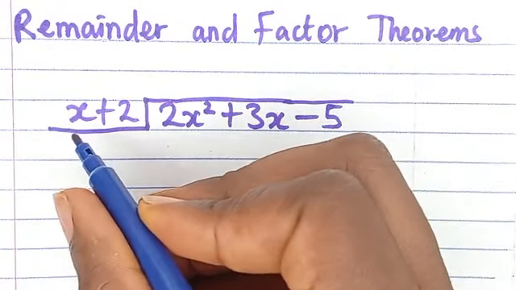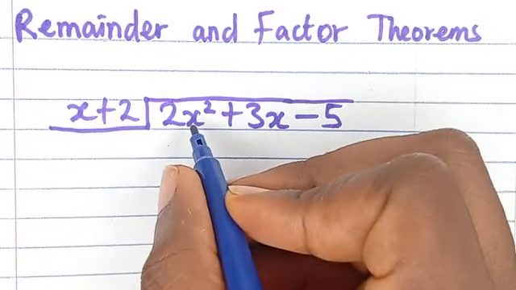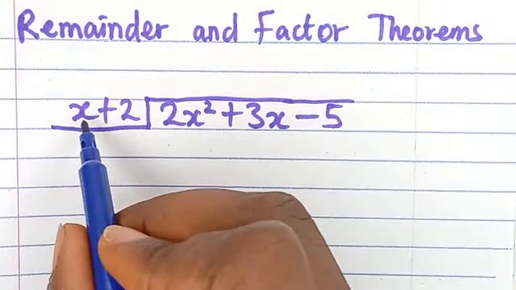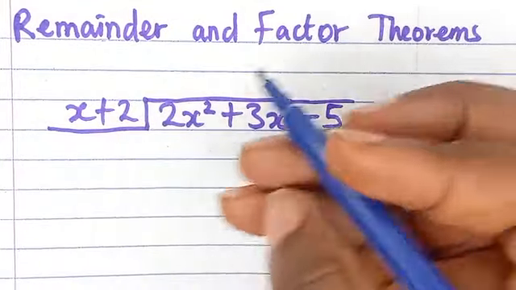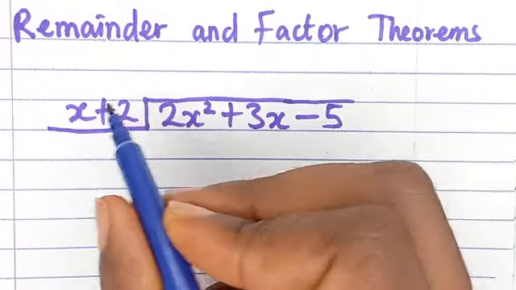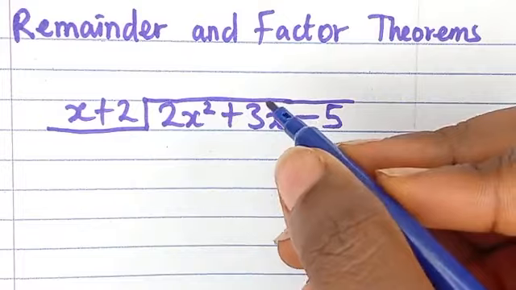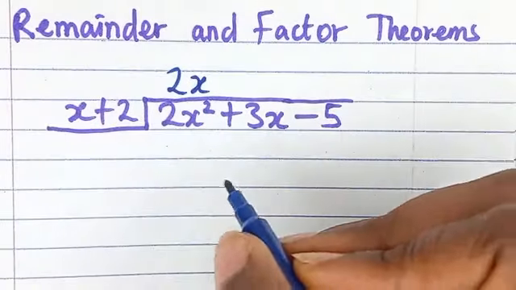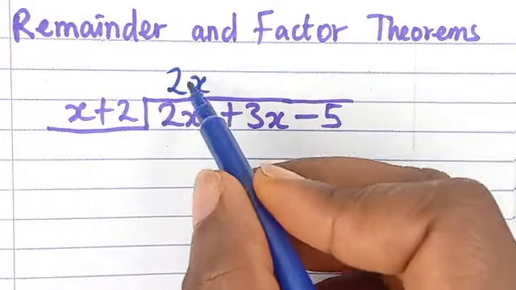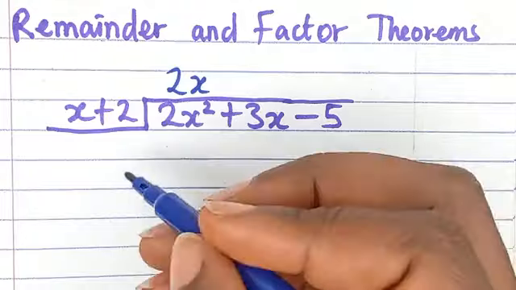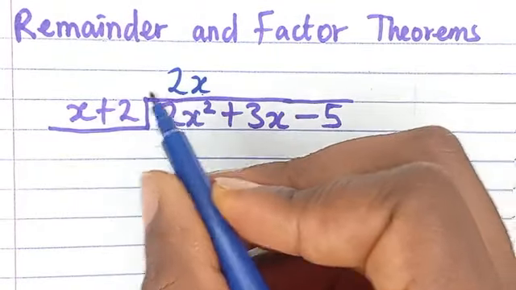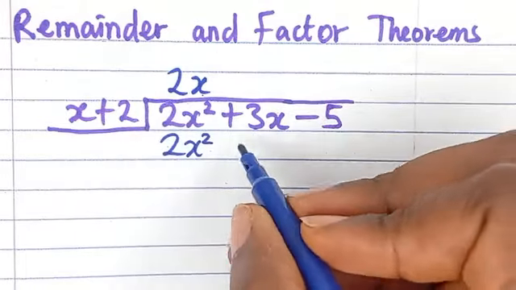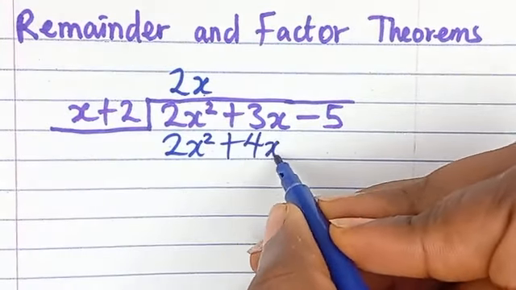We have to divide by the first term of the dividend, that's the polynomial to be divided. This is the divisor, the polynomial dividing. We divide the first term of the dividend by the first term of the divisor. So we have 2x squared divided by x, we have 2x remaining. Then we multiply everything in the divisor by that quotient, by the result of that division. We have 2x times x is 2x squared. 2x times plus 2 is plus 4x.